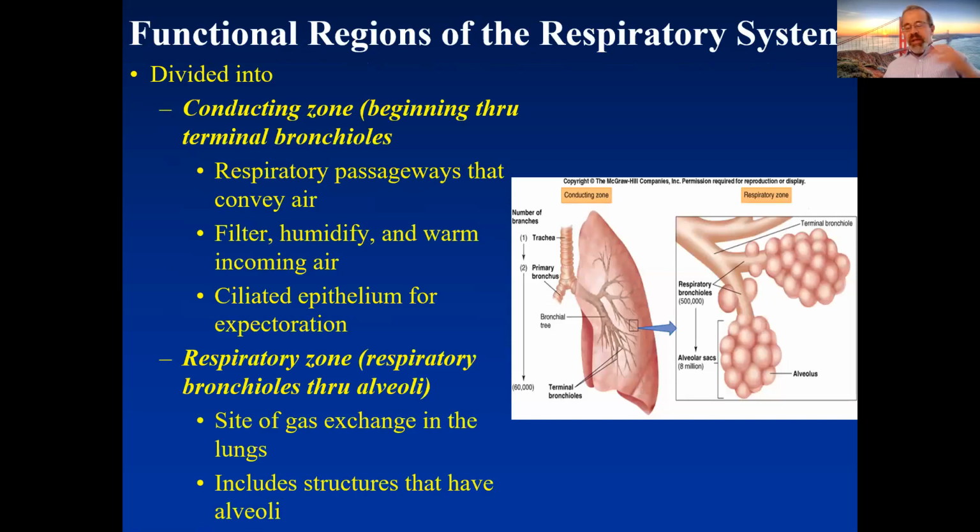All right. So we have this multitude of organs. Like I mentioned in the beginning, all those organs can be divided into two categories functionally. What we call the conducting zone consists of really everything from the nasal cavity all the way through the structures I mentioned, through the trachea, the bronchi, and to what we call the terminal bronchioles.